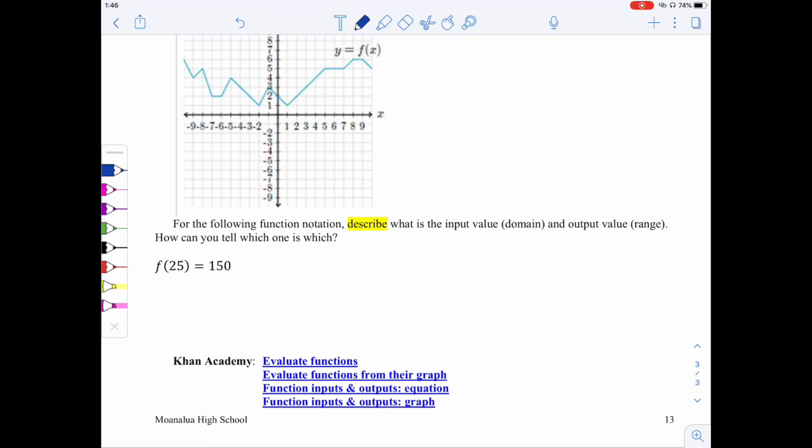And next, so last part, for the following function notation, describe what is the input value, which is domain, and the output value, which is your range. How can you tell which one is which? So you're going to describe that just by looking at this function notation, f of 25 equals 150. Which one is the input? Which one is the output? And how can you tell which is which? And you describe that in words. Okay, so you guys can do that.